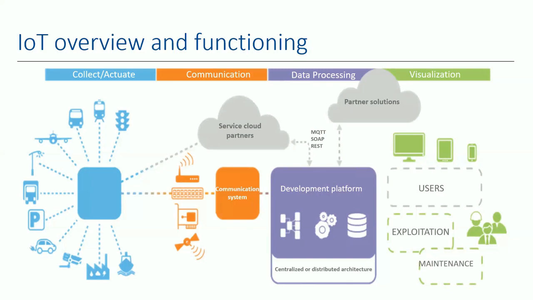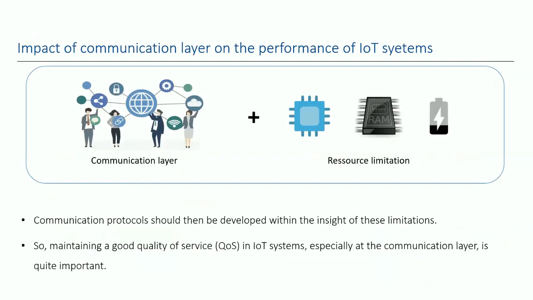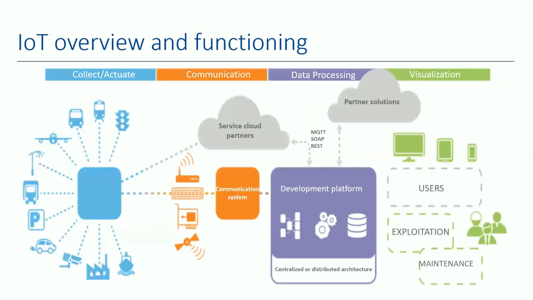The second layer is the communication layer, which involves sending data from the local network to the cloud. We primarily focus on the protocols used for transporting data, and 2 models can be distinguished. The publish-subscribe model, like MQTT, and the REST model with protocols such as HTTP.